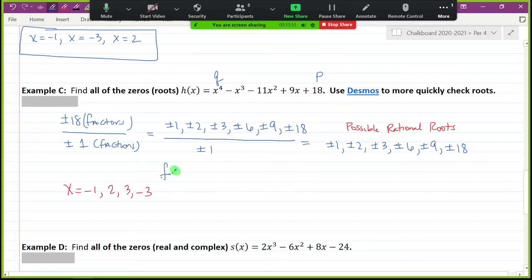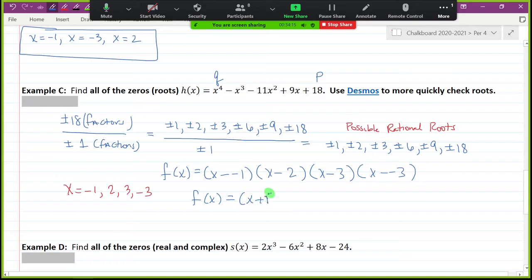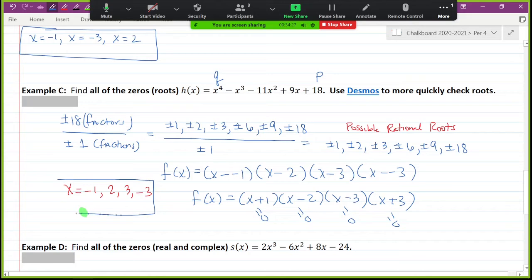We can fully factor our function if you want to, which is, you have these things here, so it's x minus, x minus, x minus, and x minus. So if you want it in factored form, it's now this thing right here. What you get is this. So we actually already finished the problem here.